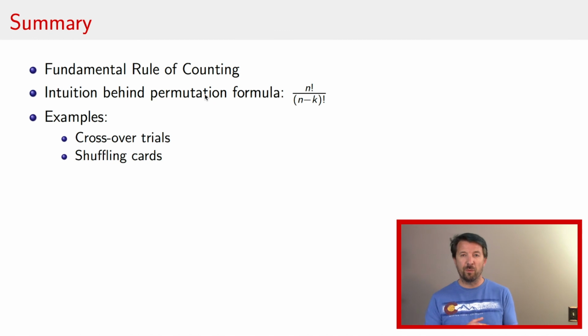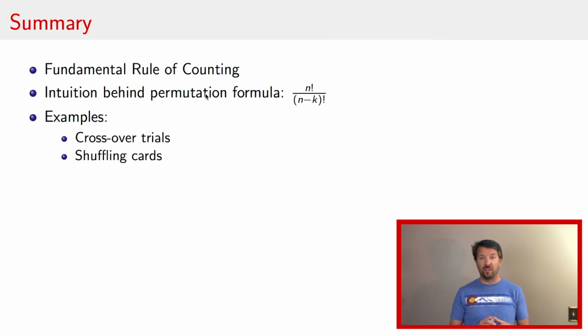All right, to wrap things up, we talked today about the fundamental rule of counting. We gave a couple examples without replacement. We then provided some intuition based on that fundamental rule of counting for the formula for permutation without replacement. And the couple examples we gave were of crossover clinical trials and of shuffling cards. In the next video, we're going to be talking about combinations. And this will be combinations without replacement. And this was our second video on a 4-part series. That will be our third video on this 4-part series.